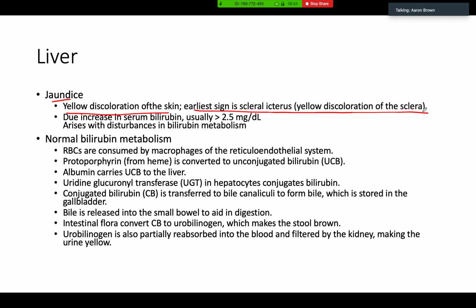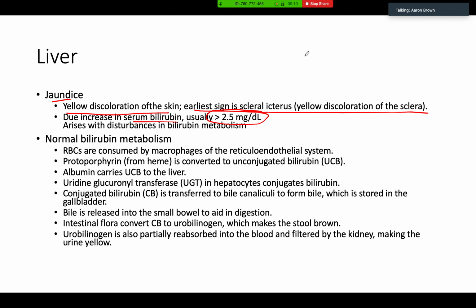Sometimes I feel like I've seen a question on that before, so good thing to know. That's the first place you check for it. The second place you can check is inside of the mouth, believe it or not. It is due to an increase of serum bilirubin, usually over 2.5 milligrams per deciliter.